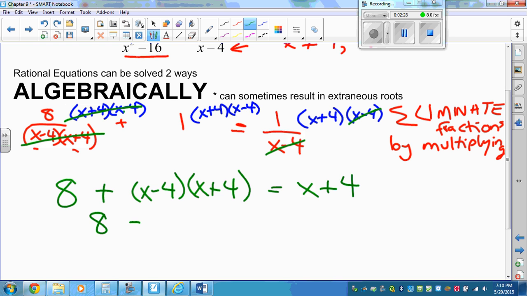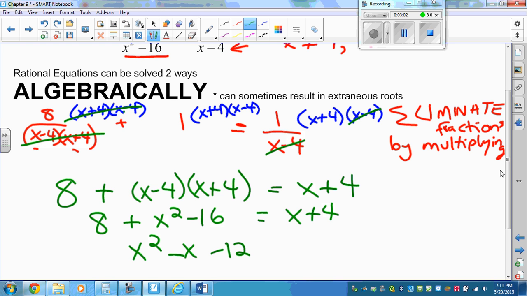So here I have 8 plus, I know this is a difference of squares. We should be getting really quick at recognizing and being able to FOIL in one step. Doesn't mean it's a bad thing if you have to FOIL and actually do it out, but by grade 12 you should be snappier. Okay, if you need to do it though, that's fine. Let's get everything to this side. So I have x squared minus x. I have 8 minus 16, which is negative 8, and I'm subtracting another 4, so I get negative 12.